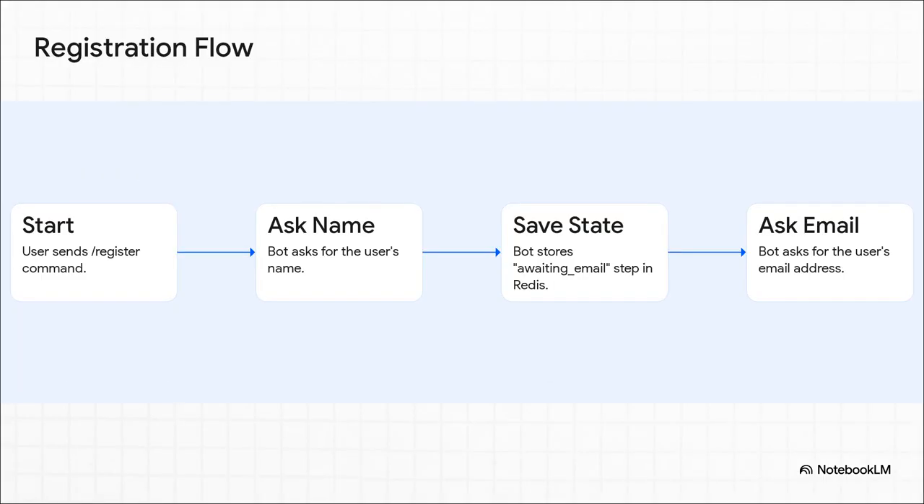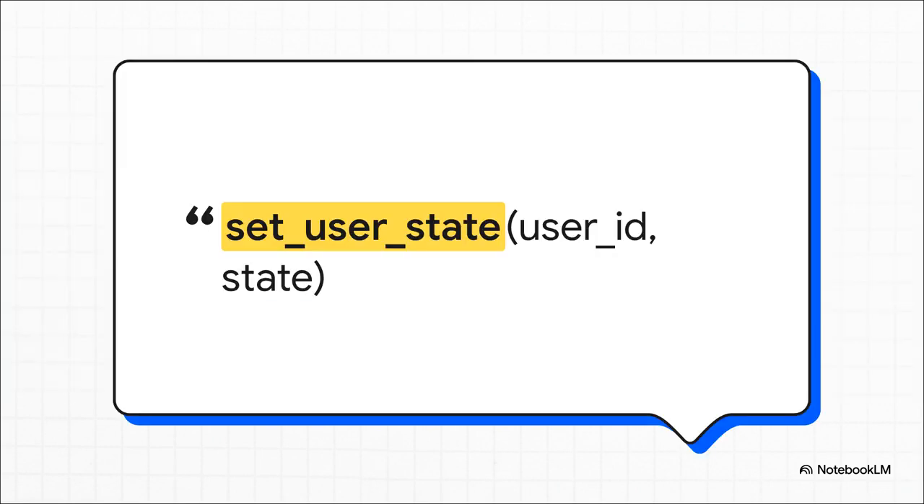And here's what that looks like in the real world. A user starts to register. The bot asks for their name. But, and this is the most important part, before it does anything else, it quickly jots down in its Redis notebook, okay, I'm on step 2 with this user waiting for their email. That way, even if it gets rebooted, it just opens its notebook and picks up right where it left off. No problem.